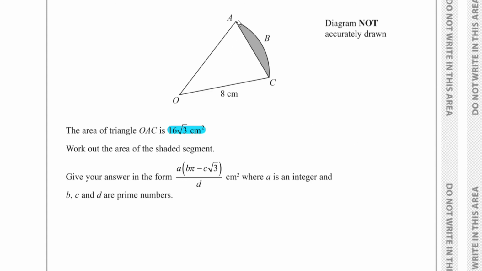What we can do is consider how we work out the area of the triangle OAC. For this we need 2 adjacent sides and the angle in between. So we have OC, which is 8 centimeters, which is also equal to OA, and the angle in between those, AOC, is shown here. Hence, the area of the triangle OAC is given by 1/2 multiplied by 8 squared multiplied by the sine of AOC, and we know that the area is equal to 16√3.